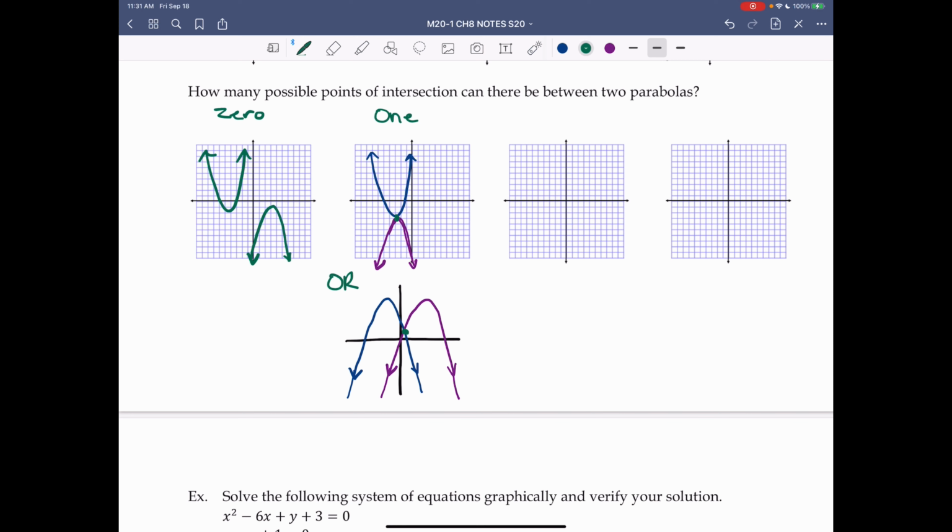Another option is to have 2 solutions. This is the one we see most often, and there's also 2 ways that we can see this, but the first one is the one we see the most often. Let me just erase that because it was ugly. Okay, and I'm gonna draw a grid here.